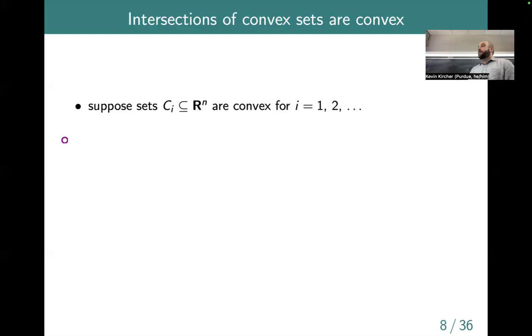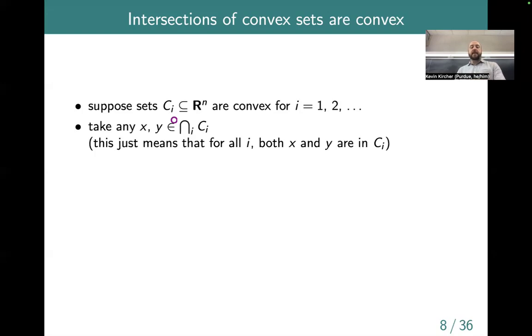Okay, another important property of convex sets is that if you take any intersection of convex sets, the intersection is also convex. Suppose we have a bunch of sets, C1, C2, could be an infinite number of them, could be 12, could be a billion, could be infinity. And they're all subsets of Rn, so they contain n-dimensional vectors. And each of them we imagine is convex. So let's take any 2 points that are in the intersection of all these convex sets. Here this cap symbol just means intersection, over all of the different i. So this means basically that for all i, x and y are both in the set Ci.